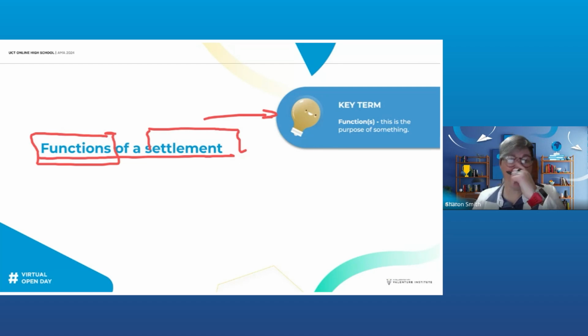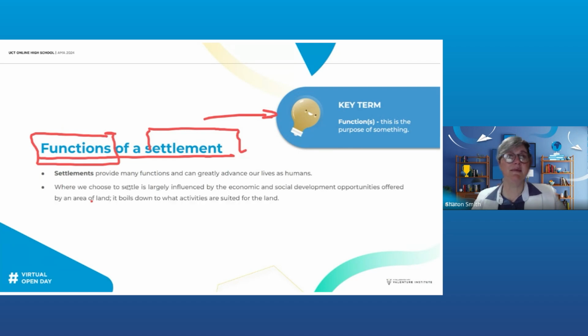In the case of this lesson, the function of a settlement is the purpose of the land in that settlement. So settlements can be singular functional or multifunctional. Singular functional means they will only have one function. That's usually more our rural settlements that were developed because of one function. Multifunctional means they will have many functions within that one specific settlement.